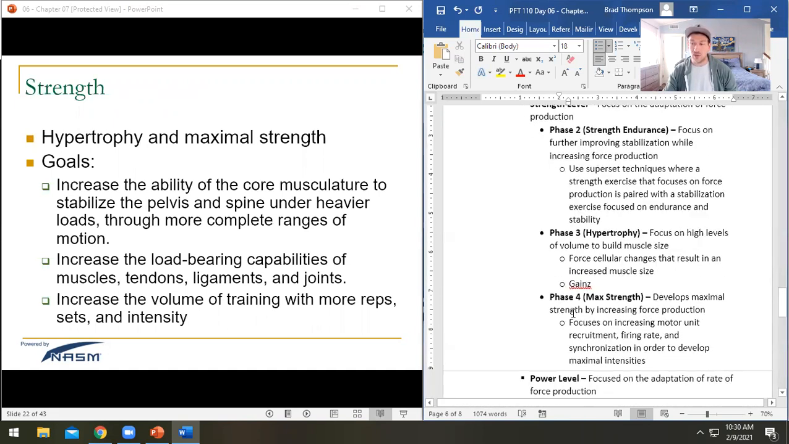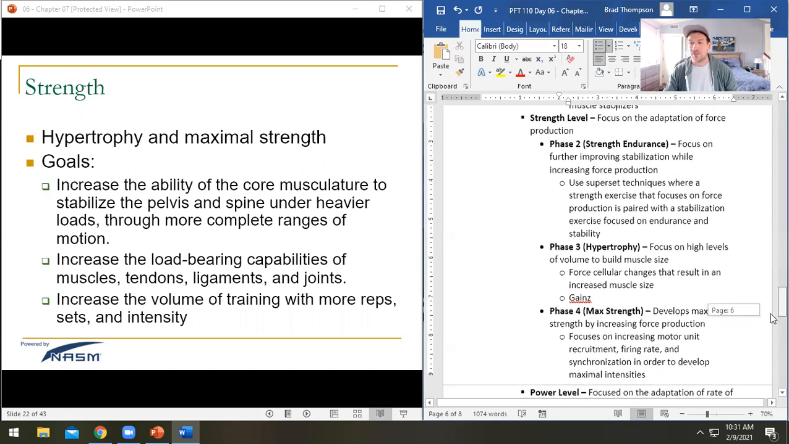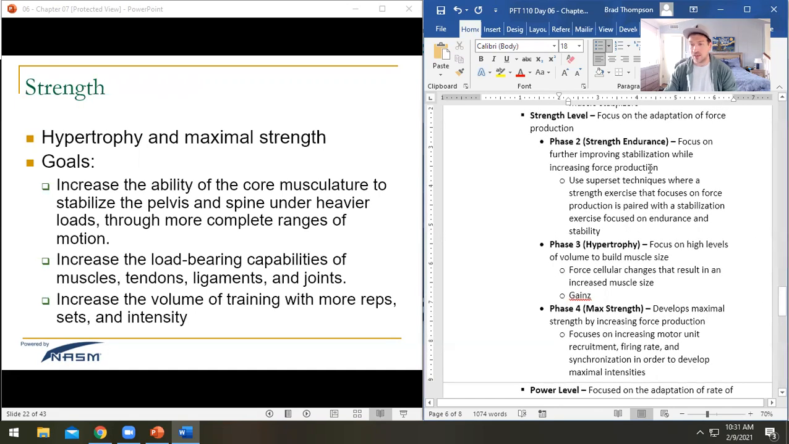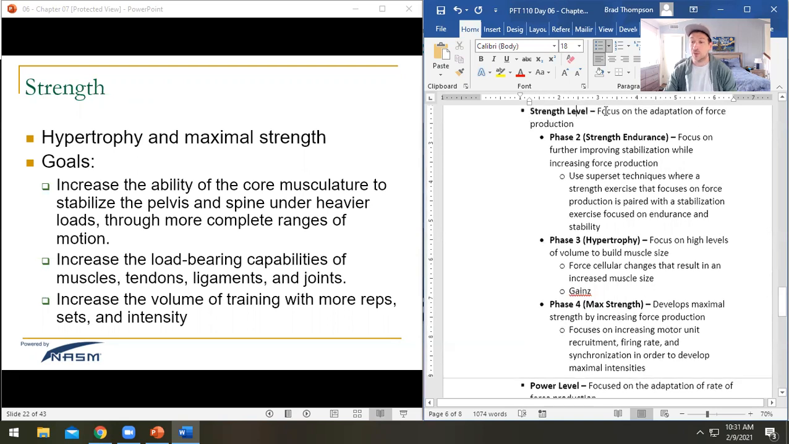Now, the strength level is going to focus on the adaptation of force production, the ability to lift really heavy, high levels of force. Now that your core and your pelvis can handle these higher loads, we're going to get them to handle even heavier loads. They know how to move properly. Let's teach them how to lift properly while also heavy. That's also going to strengthen the ligaments and tendons even further.